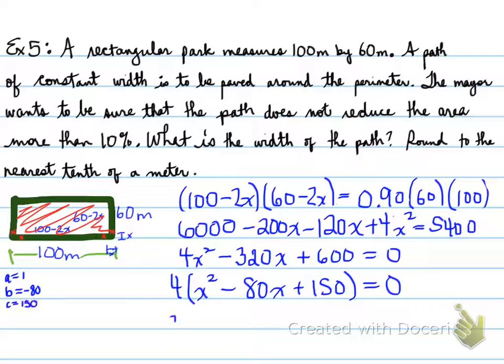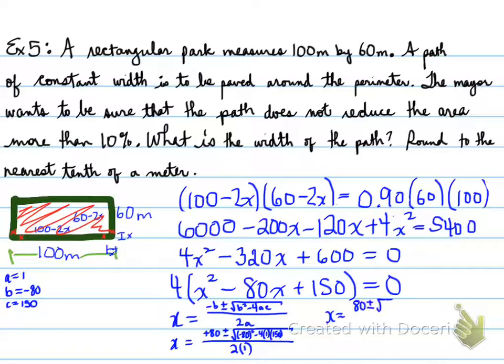A is equal to 1, B is equal to negative 80, C is equal to 150. And we plug these values into the quadratic formula. Don't forget to show the discriminant, which is found under the square root. Show me that value. And then we add, and we get 78.0789, and minus, and we get 1.9211.